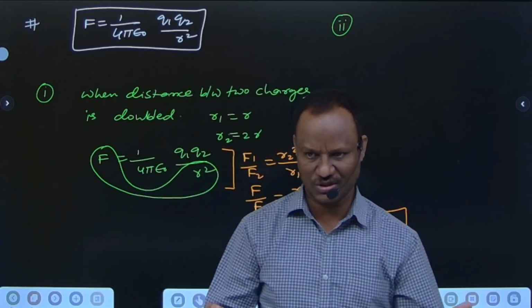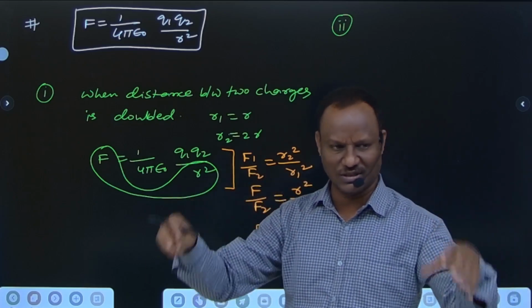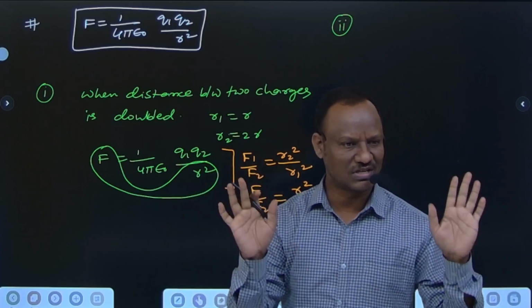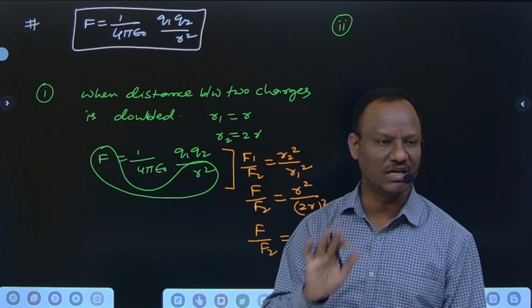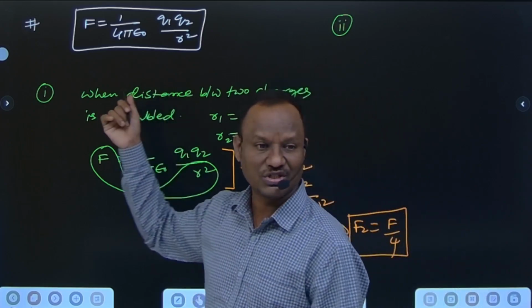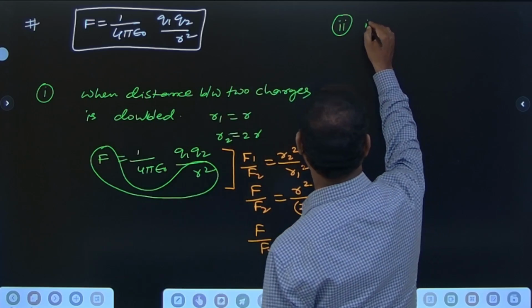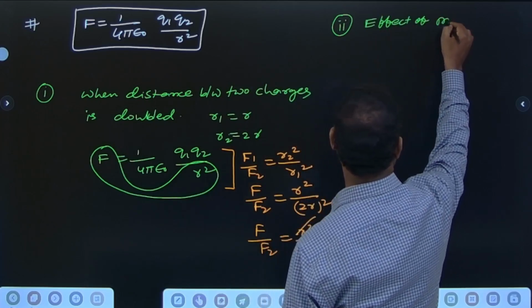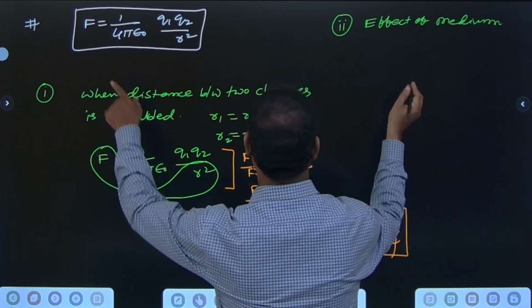I'm changing my question. Two masses, gravitational force. Two masses are kept in the medium. What is the gravitational force? Nothing changes. The universal gravitational constant is the same, the G value is the same everywhere. But the epsilon value changes from medium to medium. Okay. So the effect of medium.